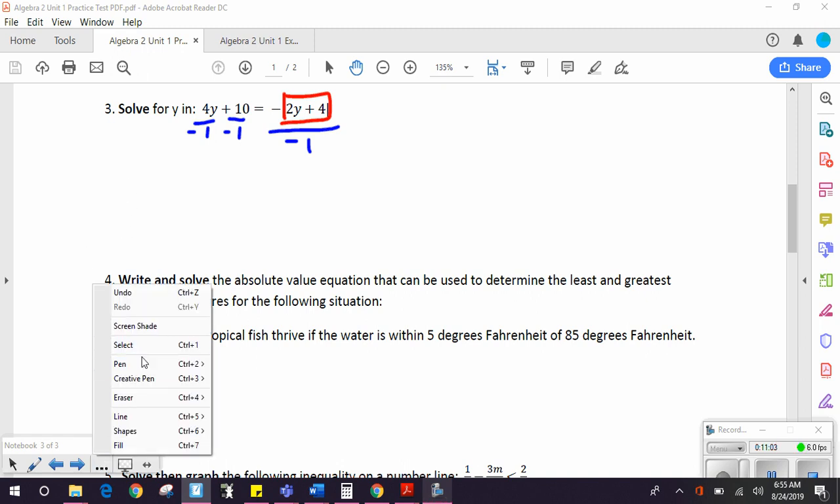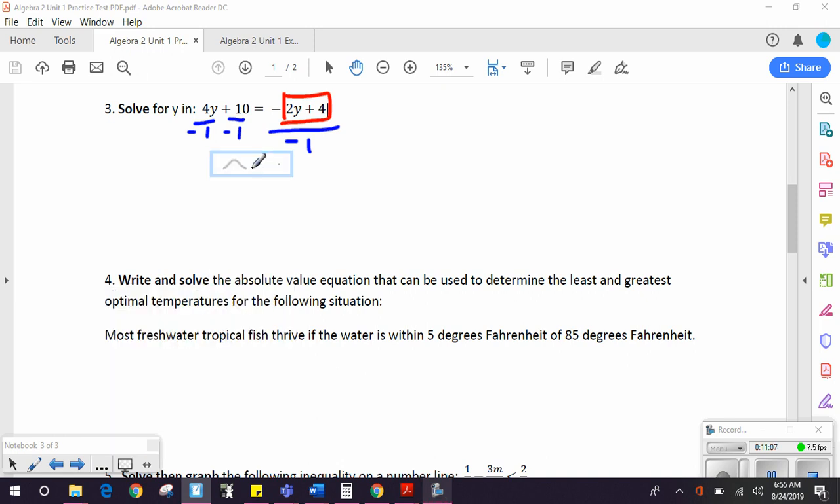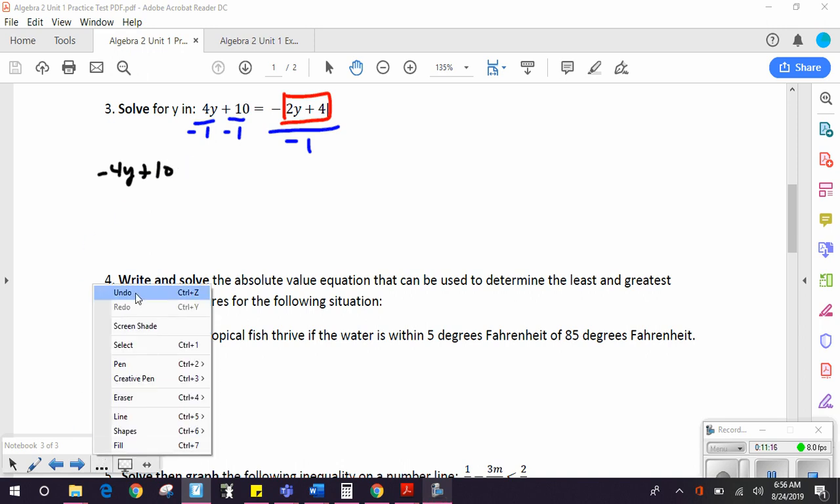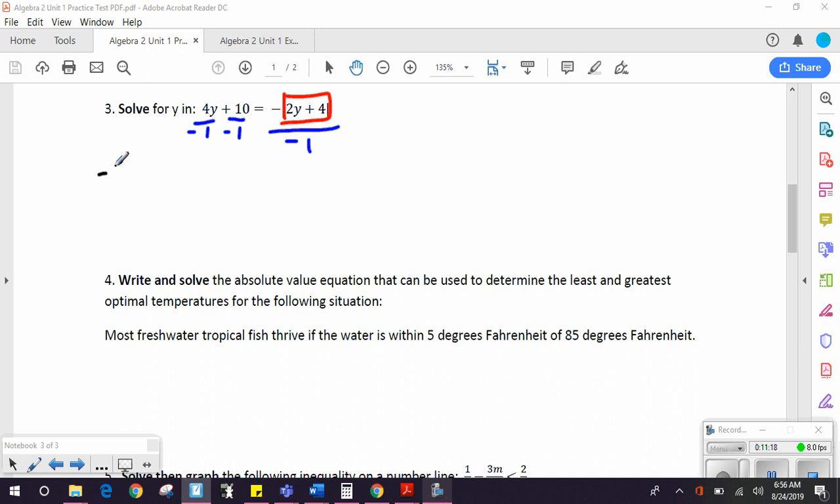So that means it would result in -4y plus 10. Sorry, rewind. -4y minus 10 is equal to the absolute value of 2y plus 4.